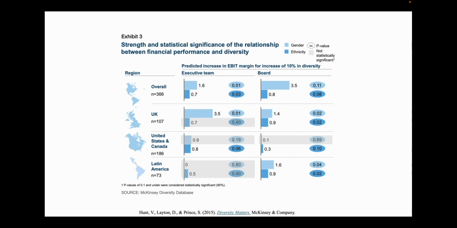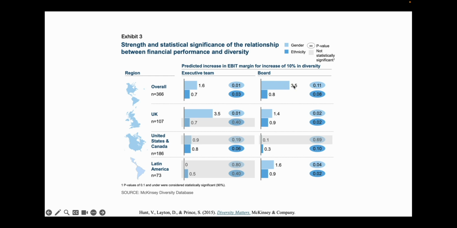All right, so this is the breakdown, how to read the graph. The light blue bar indicates the effects of gender diversity, and the dark blue bar indicates the effects of ethnicity diversity. And let's look at the top left executive team. So it means basically if you increase 10% in gender diversity, it will increase a company's financial return by 1.6%, and the relationship is significant.